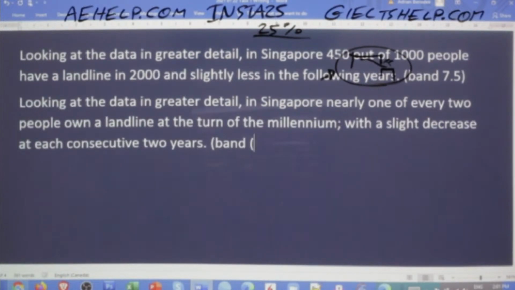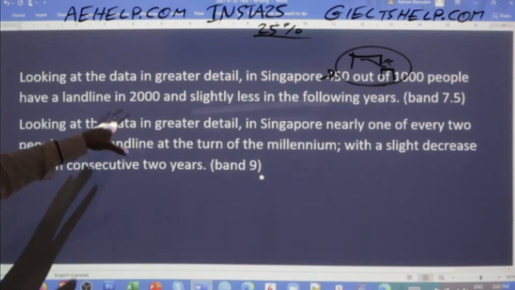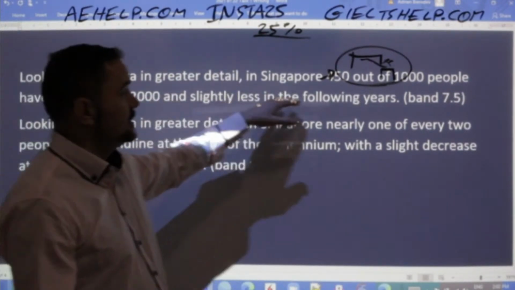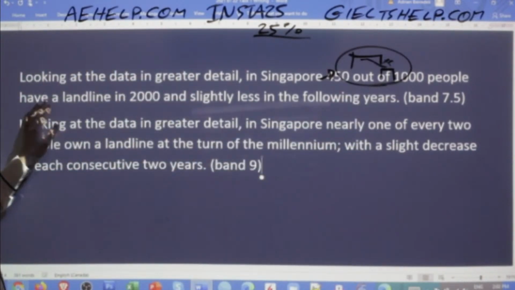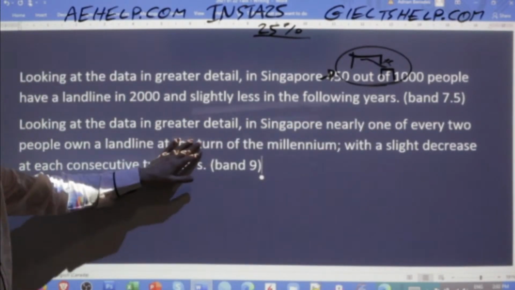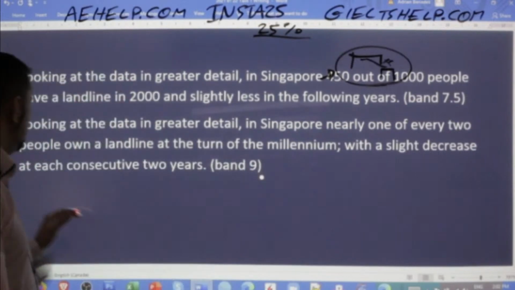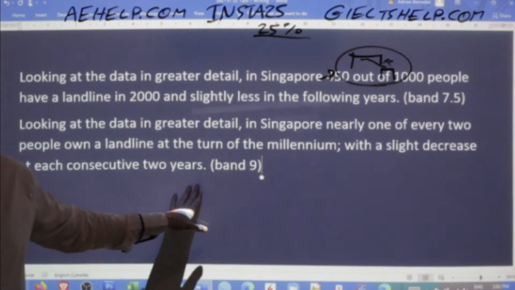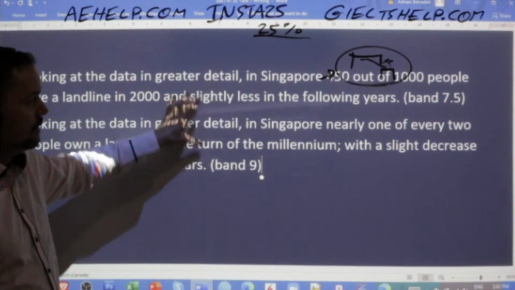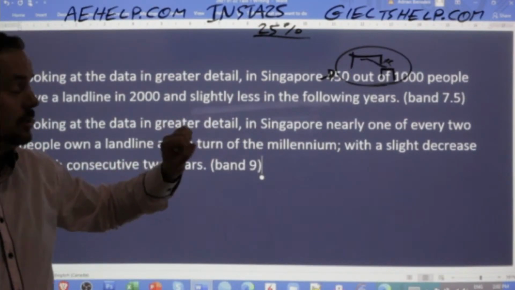Why is it a band 9 here compared to the previous? So why is it 1.5 bands higher? Because it's greater interpretation, it's greater use of grammar and lexical resource. So this is your 7.5: looking at the data in greater detail, in Singapore, 450 out of 1,000 people have a landline in 2000 and slightly less in the following years. Here's your band 9: looking at the data in greater detail, in Singapore, nearly 1 of every 2 people own a landline at the turn of the millennium, with a slight decrease at each consecutive 2 years. Okay? Do you see the difference in the level of writing in English, and not only level of English, but also the level of interpretation and thinking? Do you see the difference between these two?